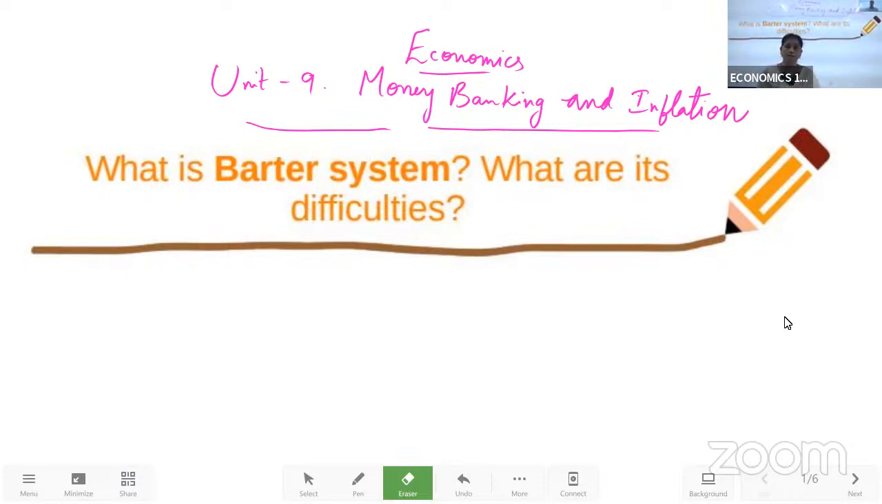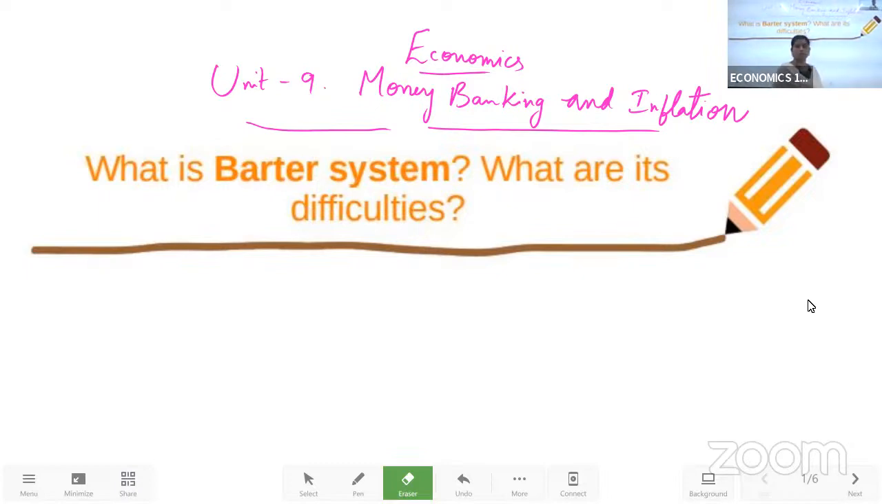So in today's class, let me go with the first SAQ, that is what is barter system and what are its difficulties. This is the most important one. There's a chance of you getting it in your exam as a SAQ. Apart from this, we have one more question, that is what is money or definitions of money, and what are the different functions of money. This is another question for SAQ.